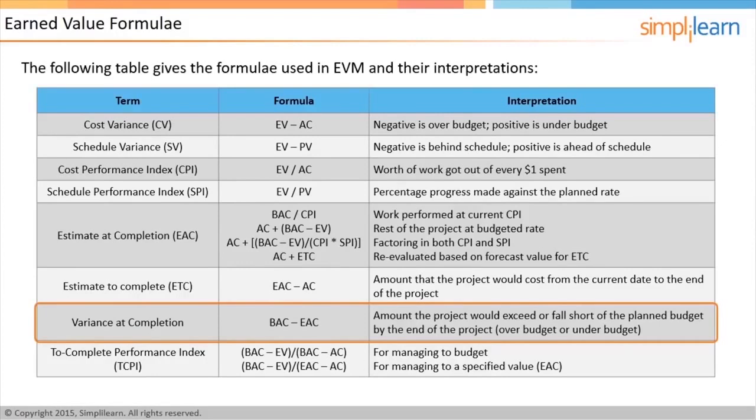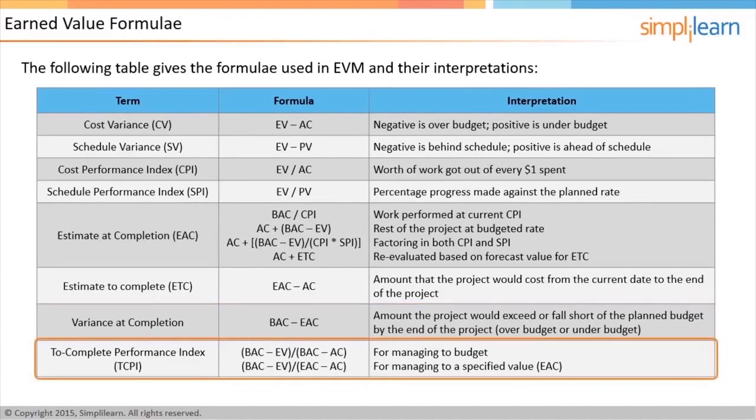Another parameter is the To Complete Performance Index, or TCPI. This is the cost performance needed to achieve a desired outcome. For example, if the project needs to be managed to the original budget, BAC, then TCPI, that is, the CPI that must be maintained for the rest of the project, is calculated as (BAC minus EV) divided by (BAC minus AC). Similarly, if it has to be managed within a revised target, say EAC, then TCPI is calculated as (BAC minus EV) divided by (EAC minus AC).